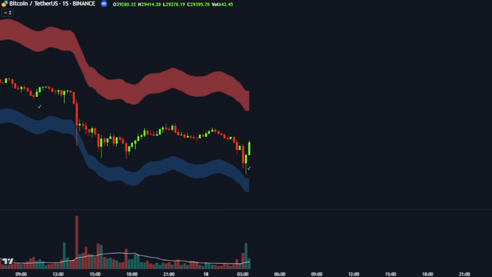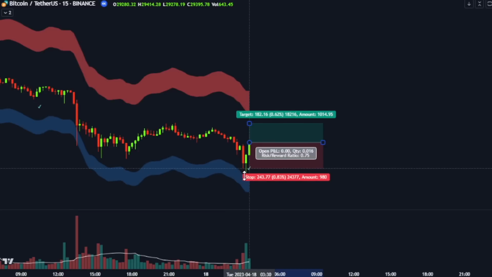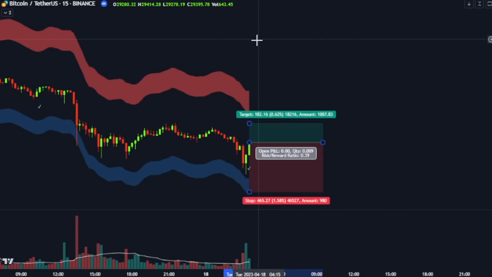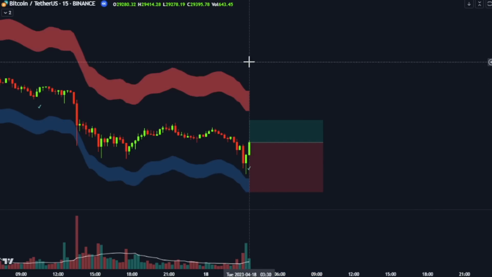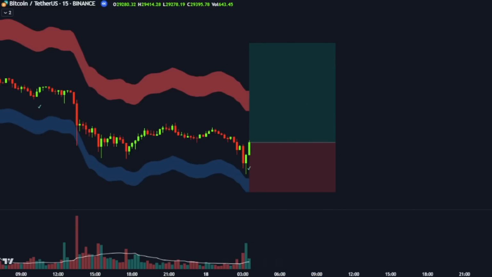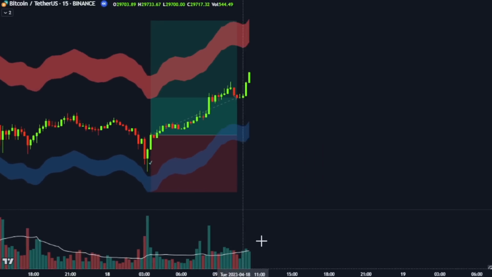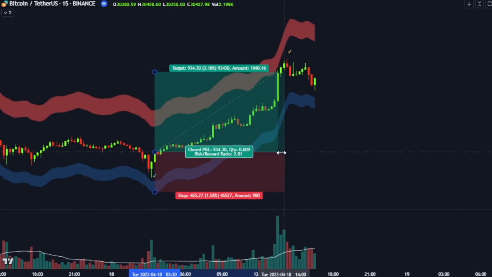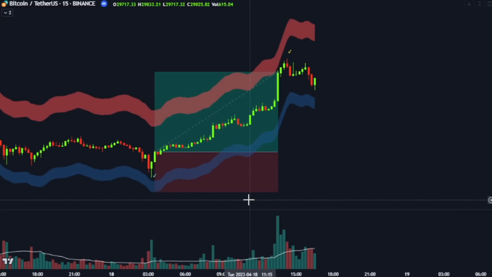Once we have met these conditions, we are going to take a long trade. We set the stop loss at the bottom of the band. And our take profit will be a risk-reward ratio of 1 to 2. Let's see how the price moves. We see that it was a winning trade. Let's look at another example.